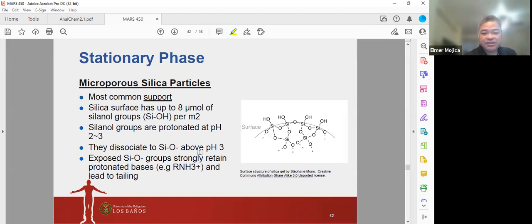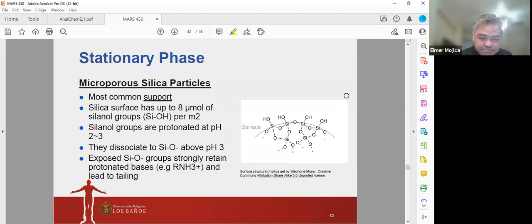Now the silica surface has up to 8 micromole of the silanol group per meter squared. So if you have a silanol there, usually you have the presence of this hydroxyl group. The silanol group at low pH is protonated, so they become an additional H there. And then they dissociate to SiO- above pH 3. The exposed SiO- group strongly retains the protonated bases, and this could lead to what we call tailing, as discussed in the introductory slide.